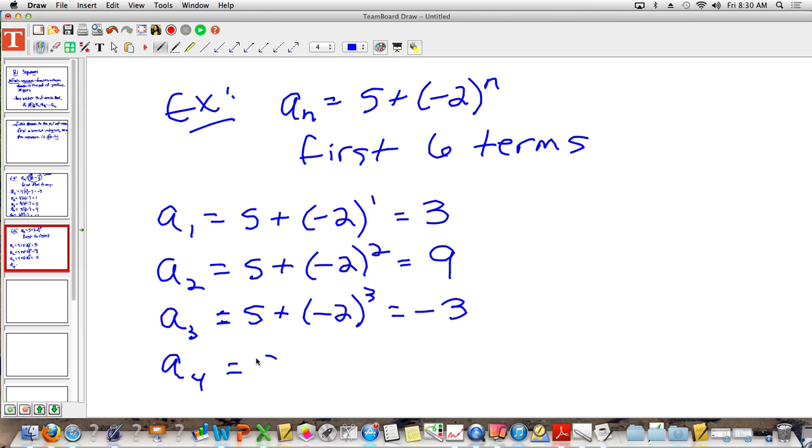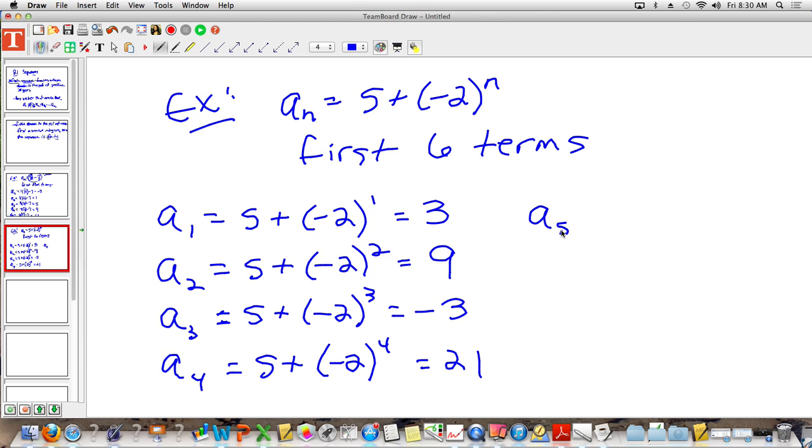Now again we're going to have another positive number. So we're going to have negative 2 to the fourth power. Well, negative 2 to the fourth power, I believe, is a positive 16. And then you have to add it on to 5. Well, what is 5 plus 16? 21. And then you need to find the fifth term.